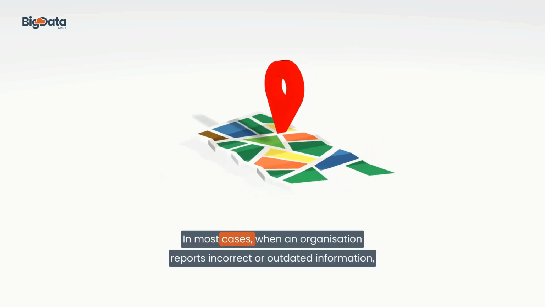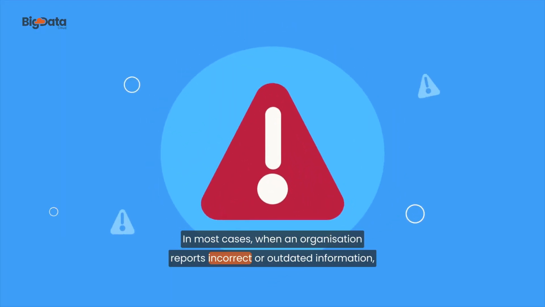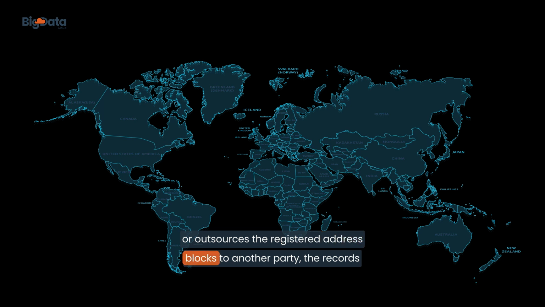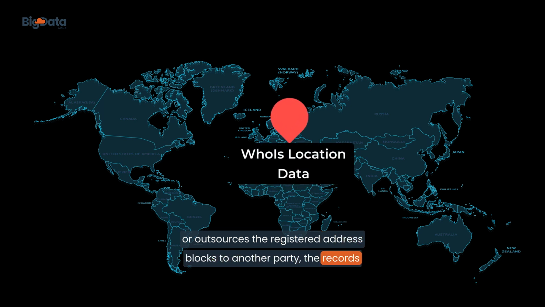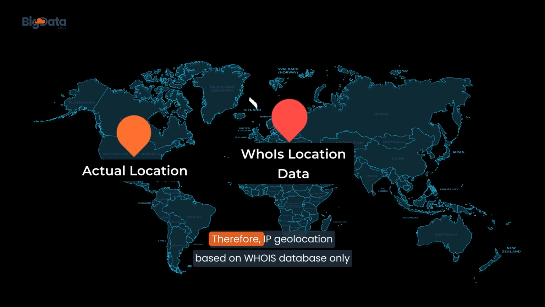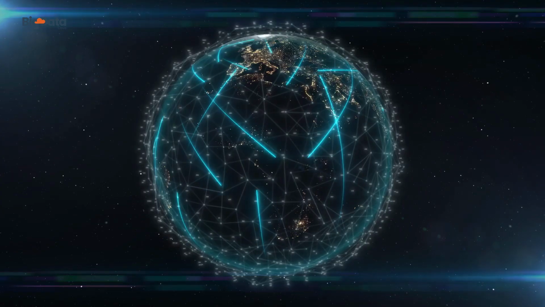In most cases, when an organization reports incorrect or outdated information or outsources the registered address blocks to another party, the records will not reveal the IP usage location. Therefore, IP geolocation based on WhoIs database only is largely inaccurate as a whole.